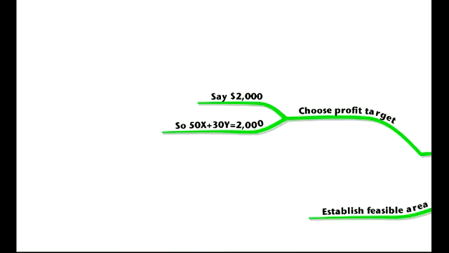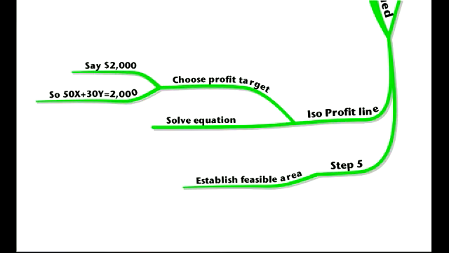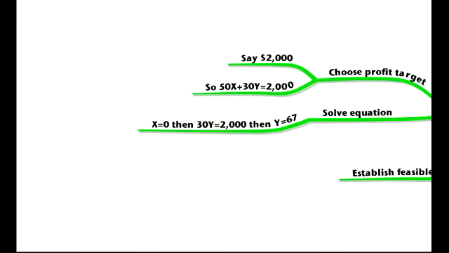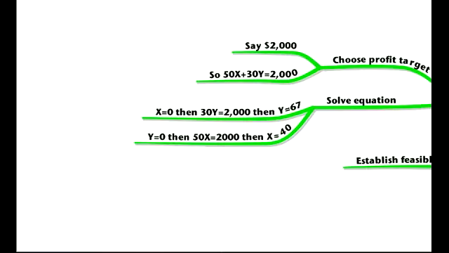We're then going to graph this. Okay, so solve that equation to put it on the graph. If x equals 0, then 30y equals 2000, which means that y equals 67. If y equals 0, then 50x equals 2000, so x equals 40. So we then need to graph that ISO profit line. So we graph the ISO profit line and we move it outwards on our graph.